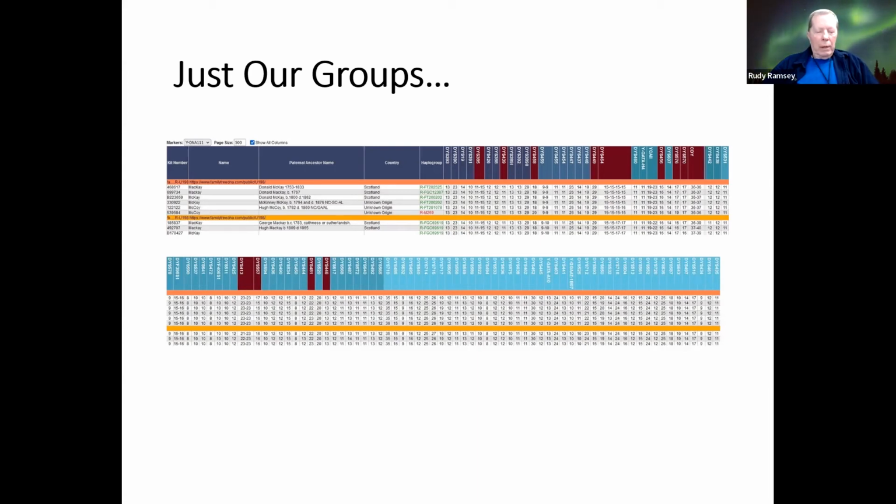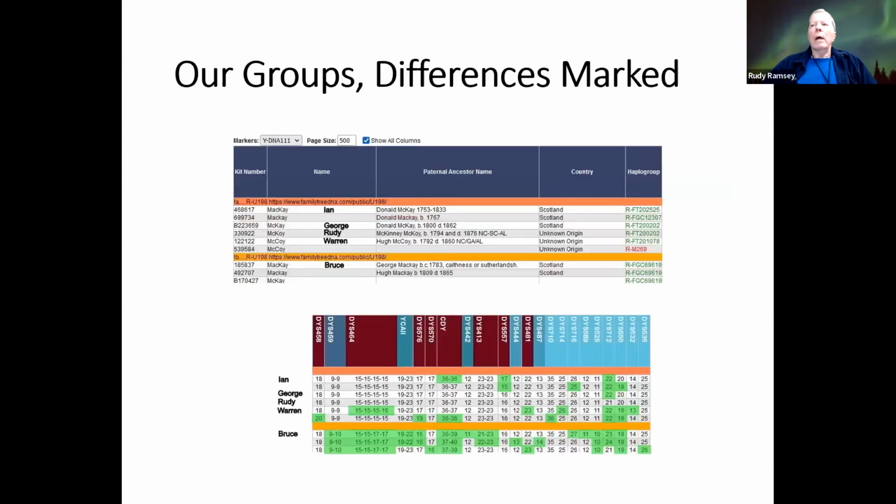So for the next slide, I've eliminated all of those STR markers on which all the folks in these 2 groups from these 9 samples have the same values. I've only retained those in which we're different. So now we can look at the situation in a little more detail.